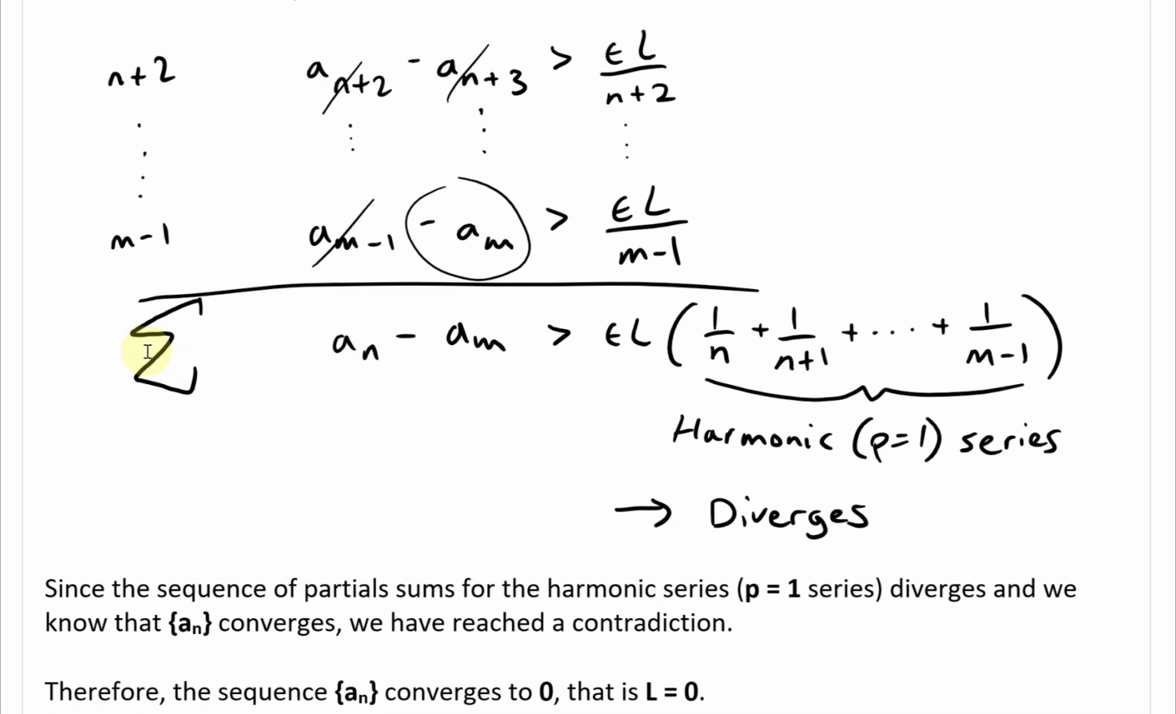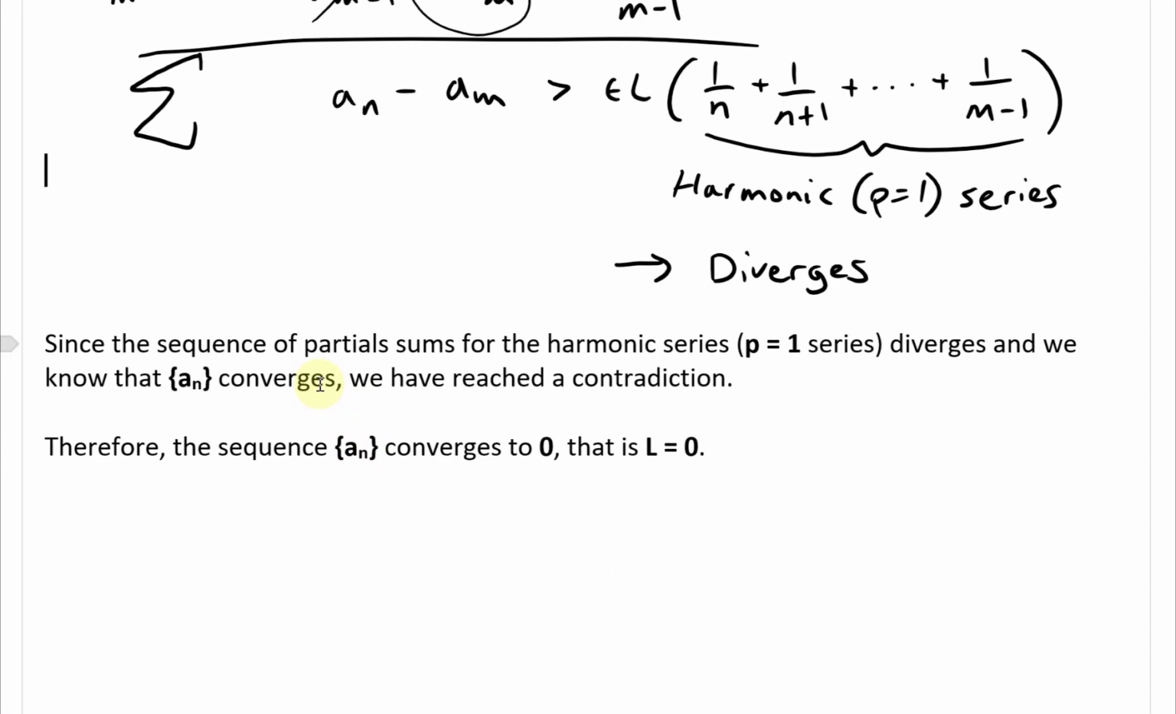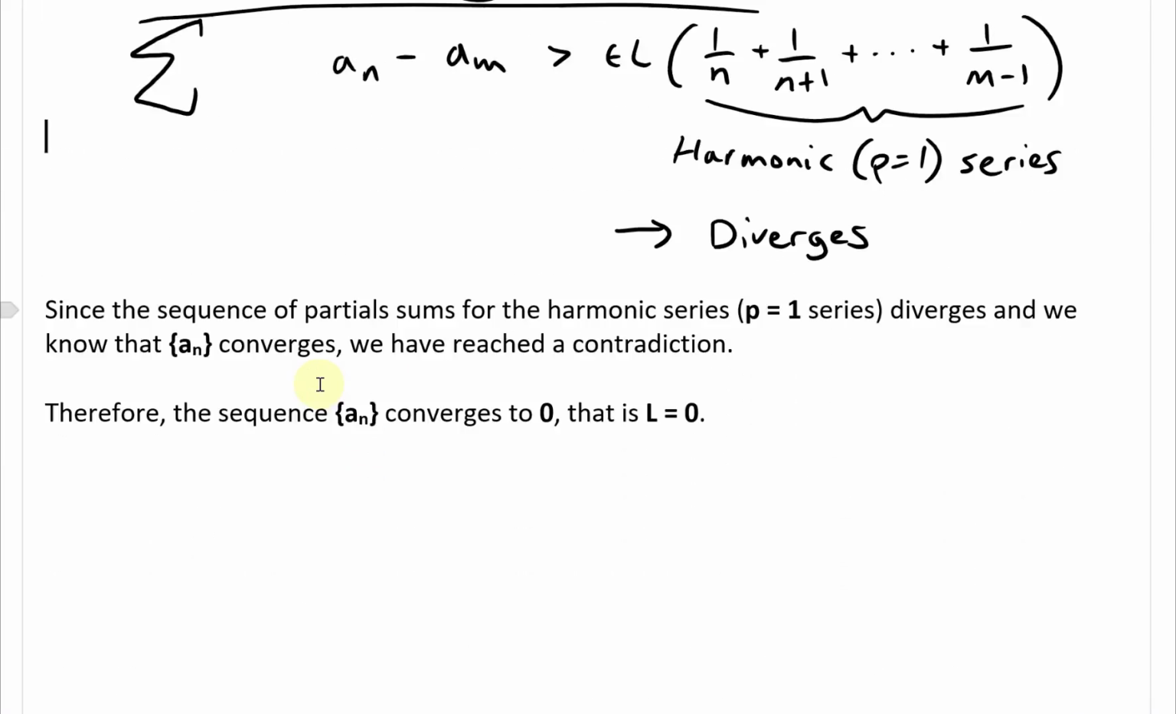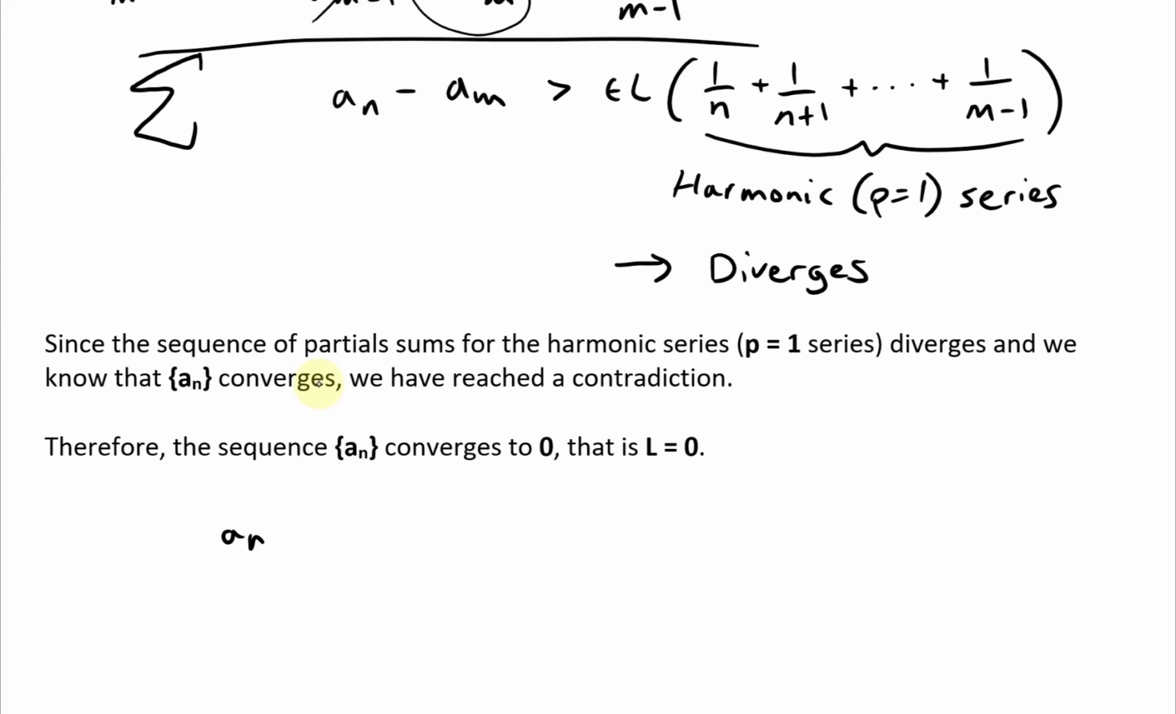Not necessarily, it's just not a series of an minus am. Rather, all these sum up to these two terms right there. So going back here, if we write this out, we get an minus am, which is going to be greater than epsilon times L times a divergent series. Remember, a divergent series is either plus or minus infinity. In this case, that's infinity.